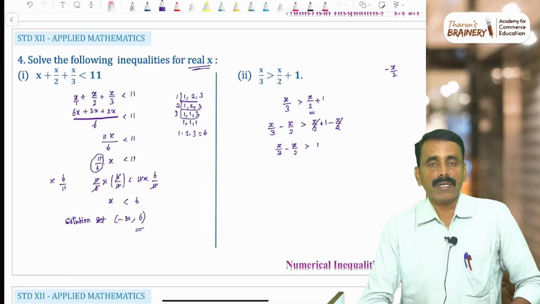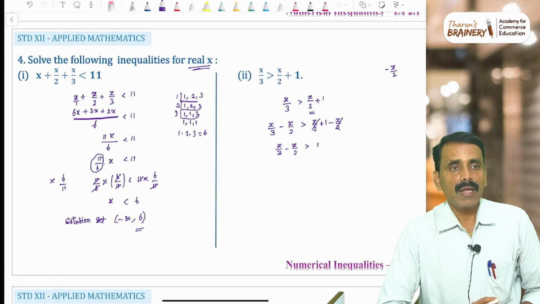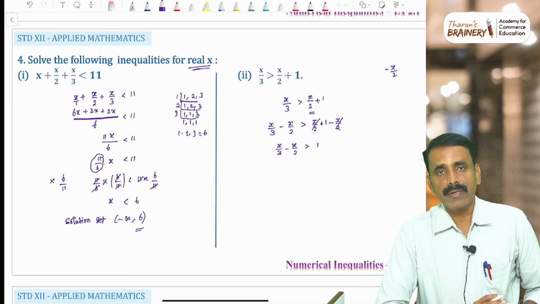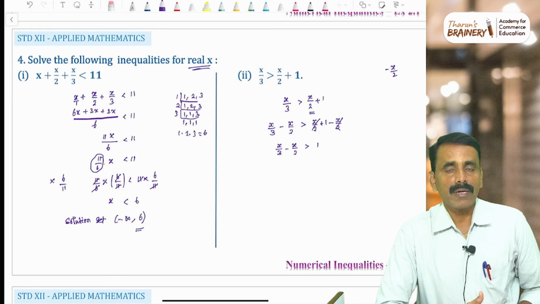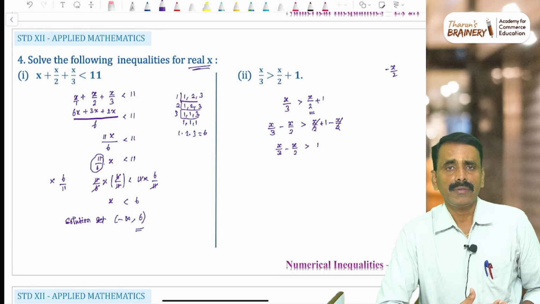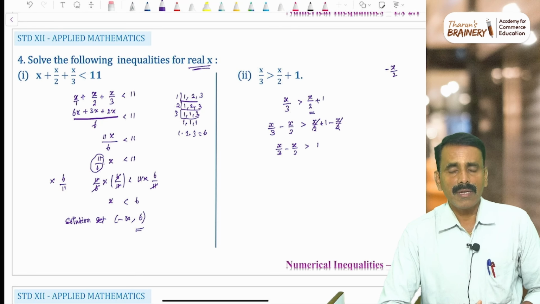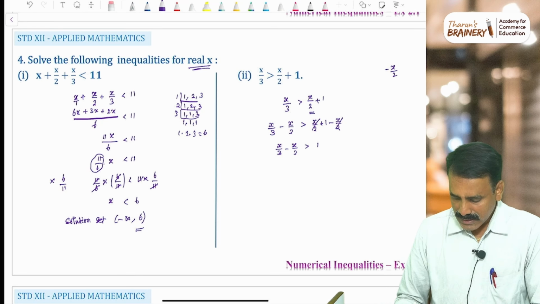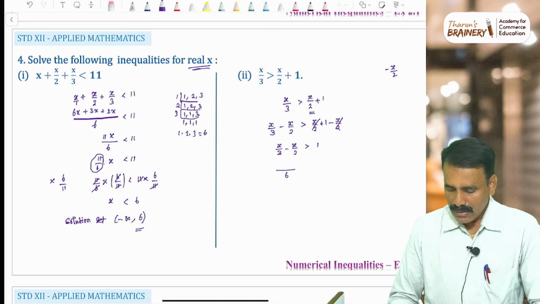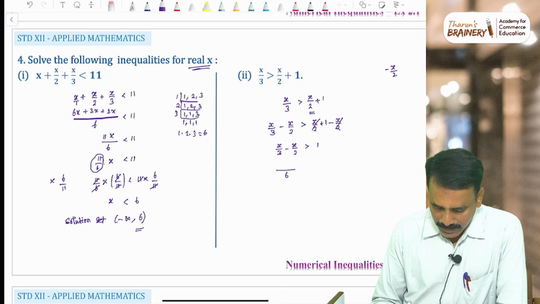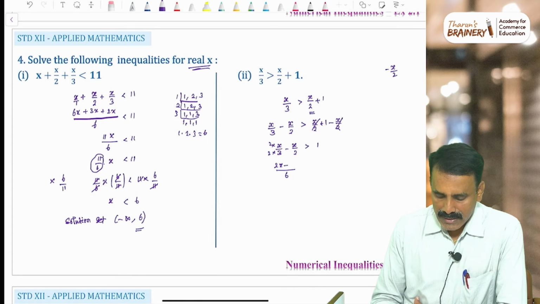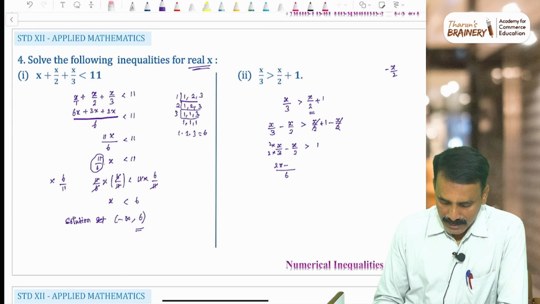How to simplify the left hand side? X by 3 minus x by 2, both are having the denominators 3 and 2 respectively. So, we cannot add or subtract if they have different denominators. So, we try to have the same denominator. So, 3 2s are 6. To bring 6, I have to multiply here with the 2, and here also I have to multiply with the 2. So, it is 2x. To bring 6 in the denominator for the second term, I must multiply with the 3.